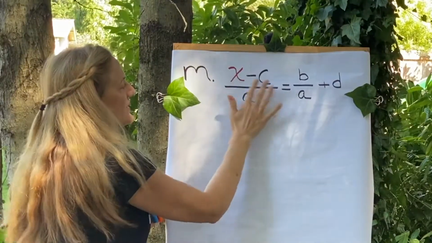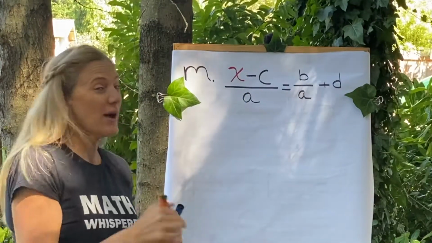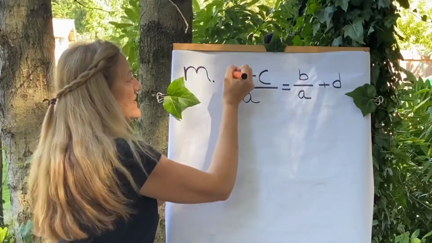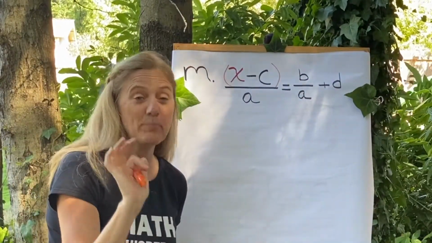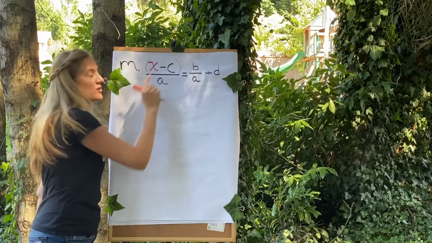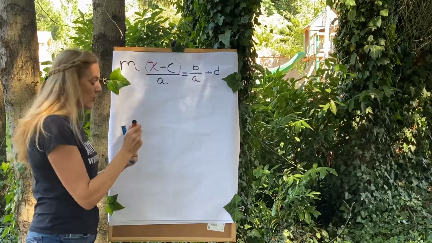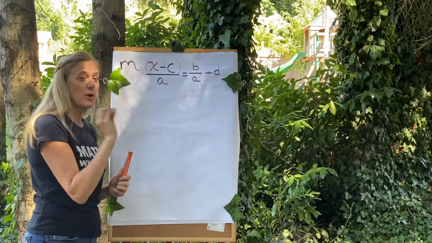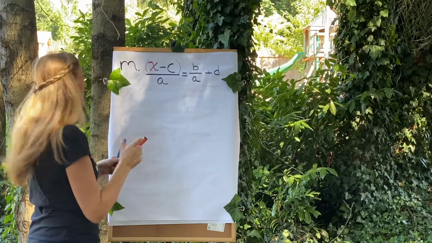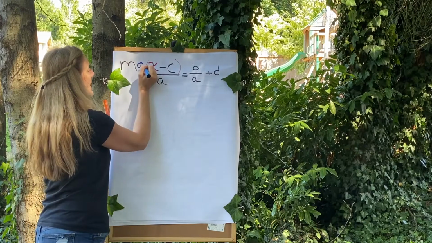Once again, we have X minus C all divided by A. I really want us to be in the habit of remembering that that is in parentheses. That is in an implied hug. You cannot get in here and just add that C out. So of course, my first step is going to be to undo that division. So, multiplication property of equality. Multiply by A on both sides.